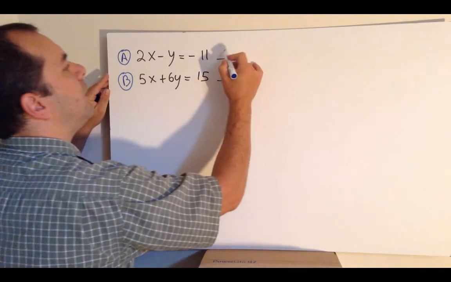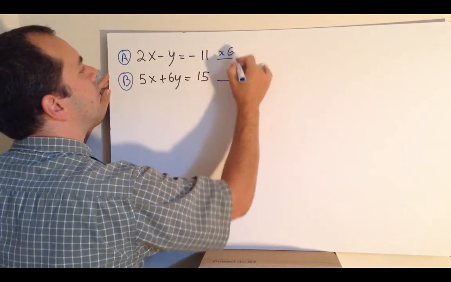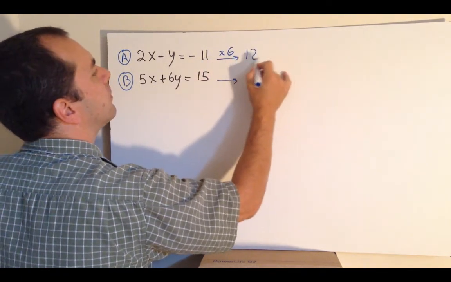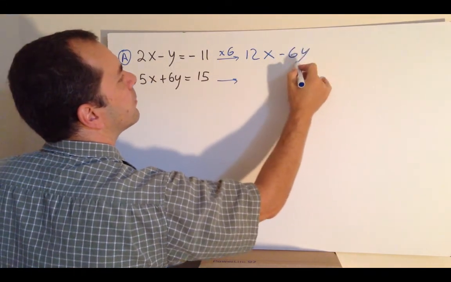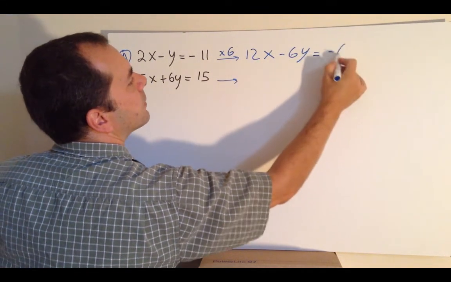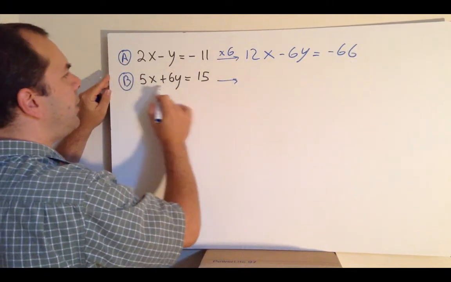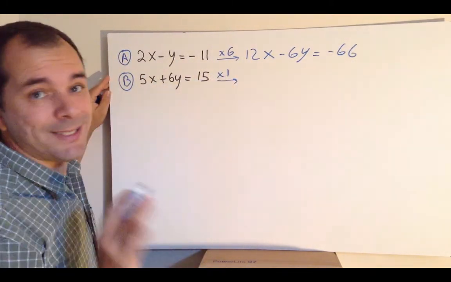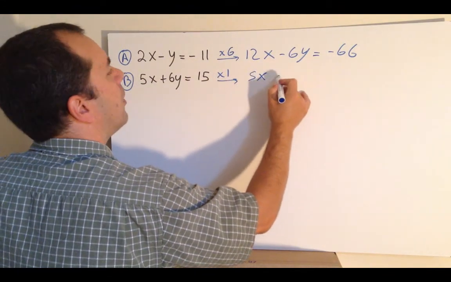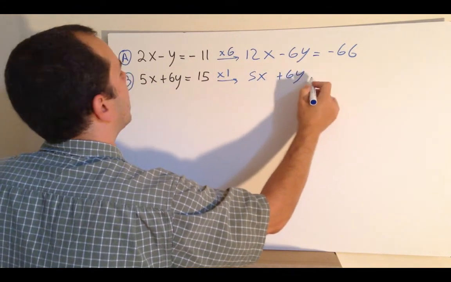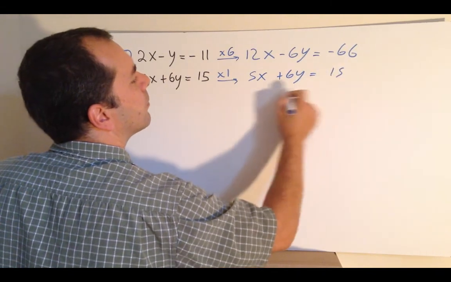So let's do that. I'm going to multiply this by 6, and I'm going to get 12x minus 6y is equal to minus 66. And here I'm going to multiply it by 1. I'm going to keep it exactly the same because I don't want to change it. So it's 5x plus 6y is equal to 15.